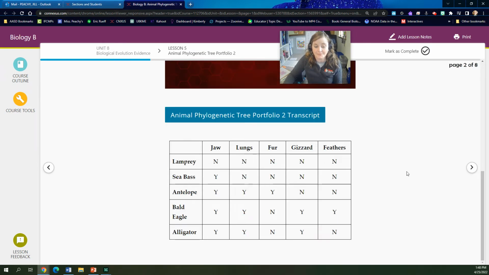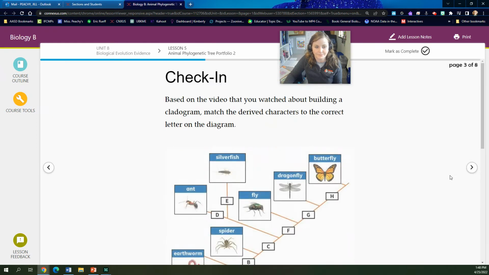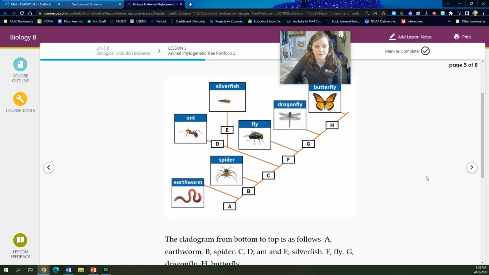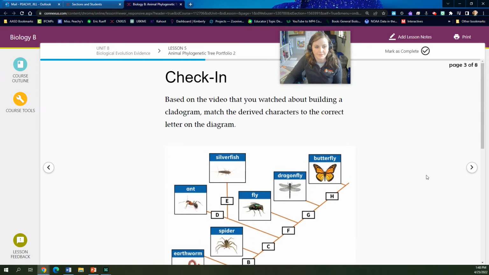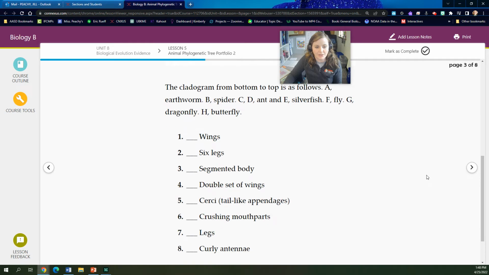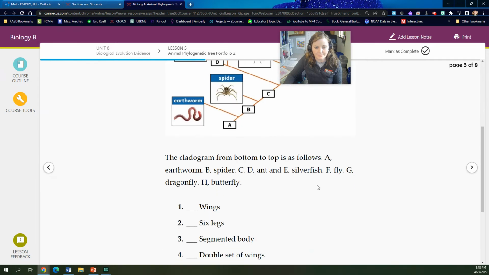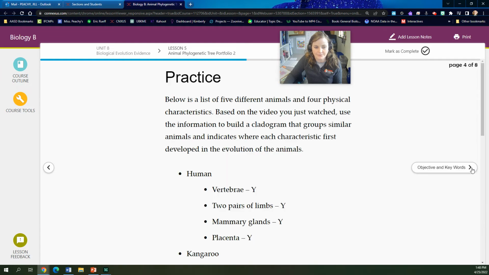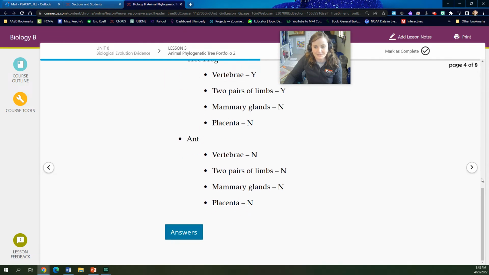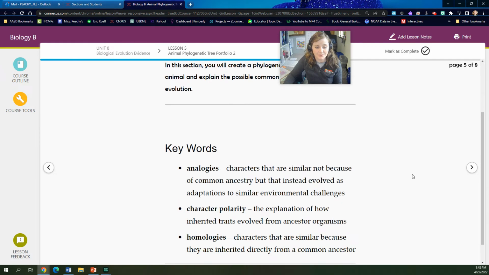Again, another little table here. This is going to show you these characteristics: jaw, lungs, fur, gizzards, and feathers. And those are your organisms: lamprey, sea bass, antelope, bald eagle, and alligator. Right? And then you are given an example to create your own table from this particular cladogram. So you're kind of working backwards here. More practice with cladograms. Those you can kind of go through on your own.